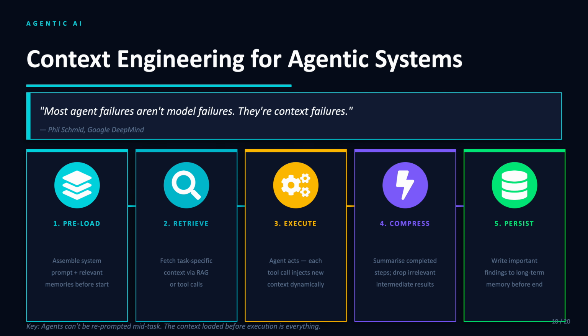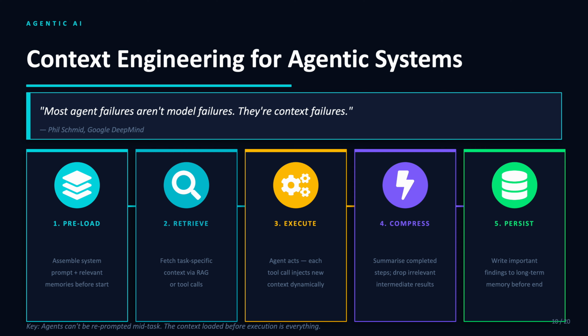This is where context engineering stops being a nice optimization and becomes a hard engineering requirement. The quote at the top from Phil Schmid at Google DeepMind is the axiom I return to constantly. Most agent failures aren't model failures. They're context failures. Think about what this actually means architecturally. In a single-turn interaction, bad context gives you a bad answer, but you can iterate. You see the output, you adjust, you try again.